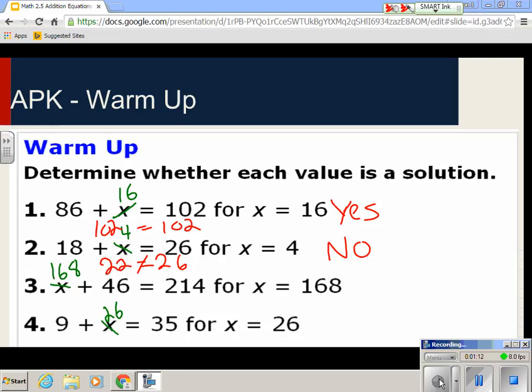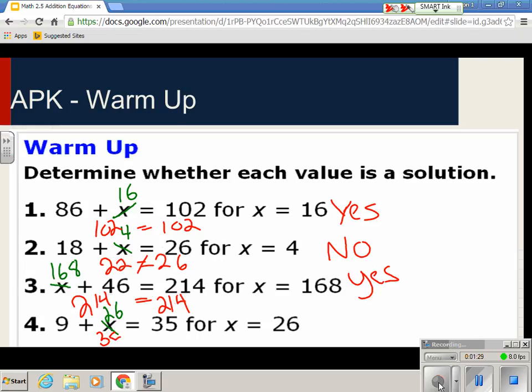For number 3, 168 and 46 gives you 214, which does equal 214. So number 3 is a yes as well. And for number 4, this does come out to be 35, which is the same as the other side, so yes, it does work. So the only one that did not work would be number 2. The other 3 were all solutions.